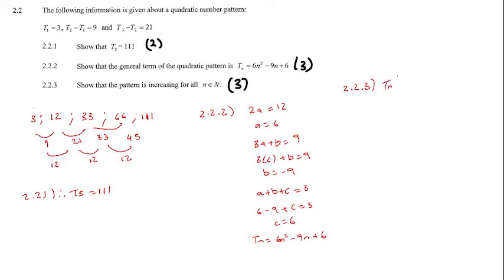So Tn would be equal to 6n squared, which would become 12n, and then negative 9n would become negative 9, and 6 would just fall away. And we want to set it greater than 0. And if we solve for this, we get n to be greater than 3 over 4. And 3 over 4 is the minimum value that this pattern will have. So therefore, Tn. And that's all for this question.